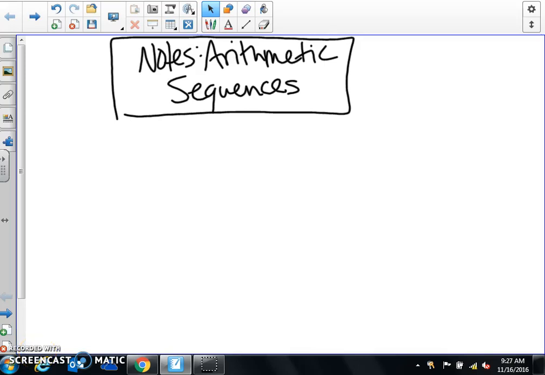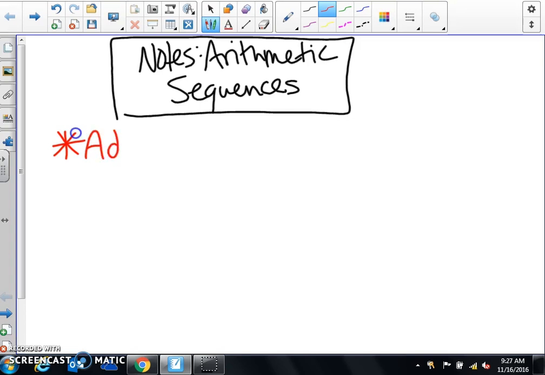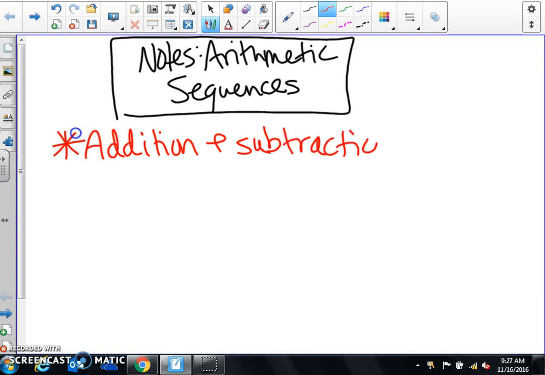Okay, so there are two types of sequences. In algebra, we're only going to be concerned with the arithmetic sequences. There's also geometric, but we're not going to talk about geometric. The thing that you need to know though is arithmetic sequences are only with addition and subtraction. That's important because the geometric sequences are multiplication and division, but we are only going to be dealing with arithmetic.